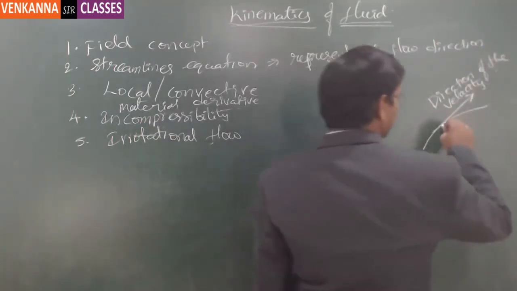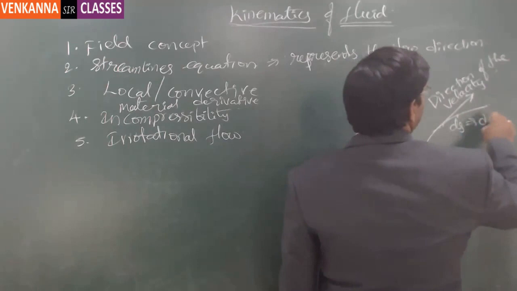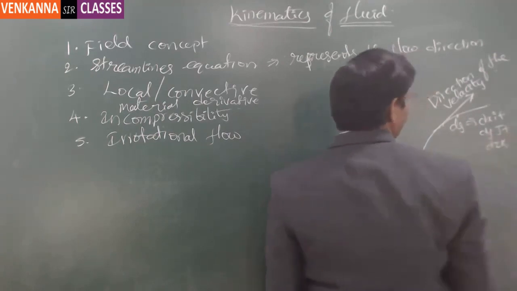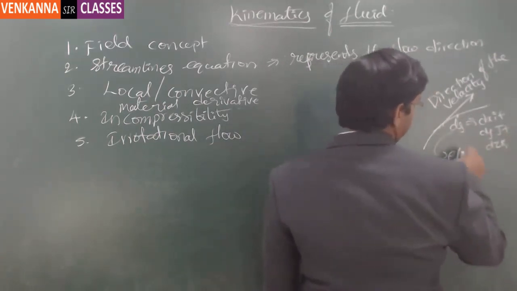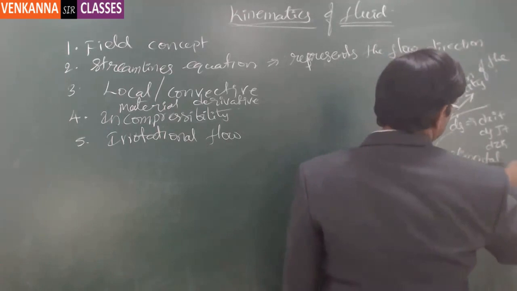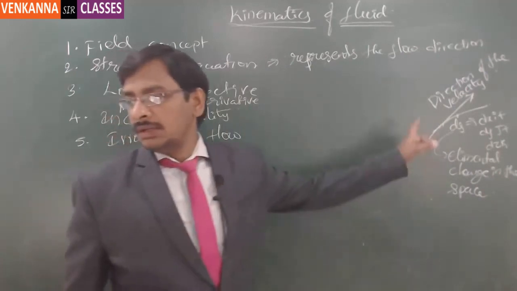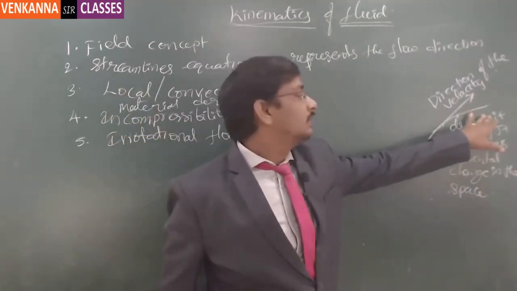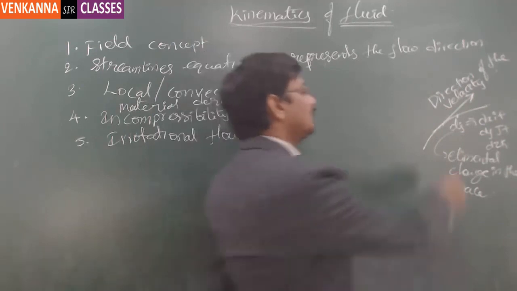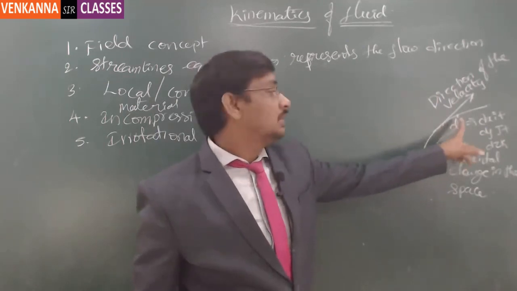On this line, if you take ds, it is nothing but dx into i plus dy into j plus dz into k. So this is the elemental change in space. Now let us say this fluid is traveling like this, and at this instant the velocity direction is tangential to this particular point, right? Now ds is nothing but the space movement, from x1, y1, z1 to x2, y2, z2.